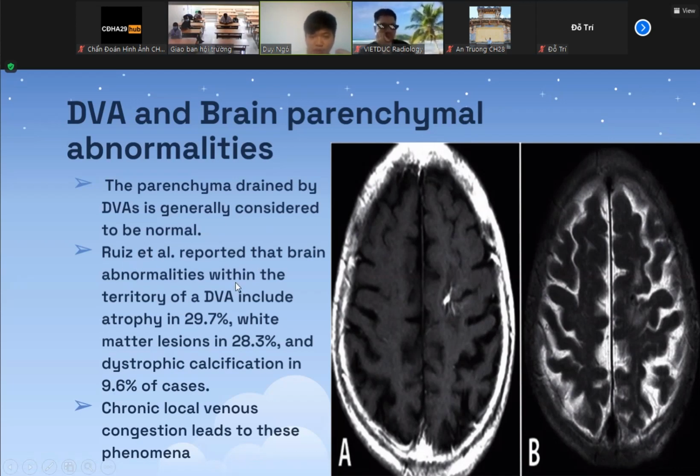of Zuis, the brain abnormalities within the territory of DVA can have some kind of abnormalities like atrophy in 29.7%, white matter lesion in 28.3%, and dystrophic calcification in 9.6% of cases. The chronic local venous congestion leads to these phenomena. And you see here a DVA on contrast T1, and on T2 you see some kind of hypersignal region due to the gliosis appearance.